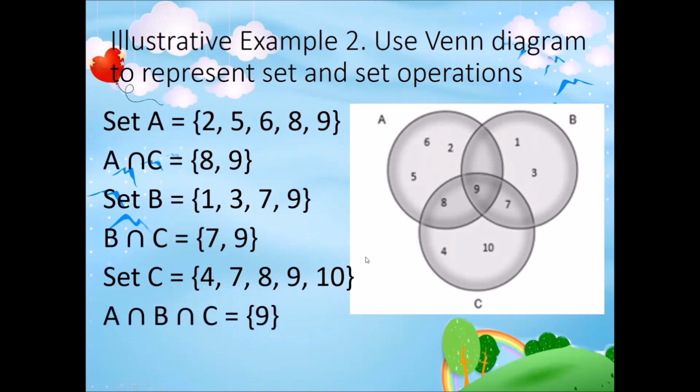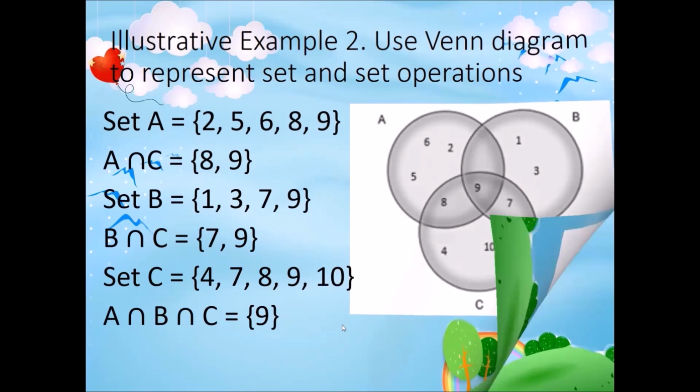Then the intersection of the three sets. Ano yung pare-parehas na elements mayroon ang set A, set B, and set C? At ito ay ang 9. So I hope clear po kung paano i-illustrate through the given diagram ang mga sets and set operations.